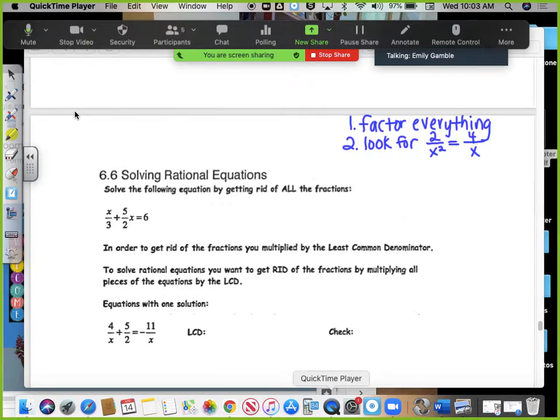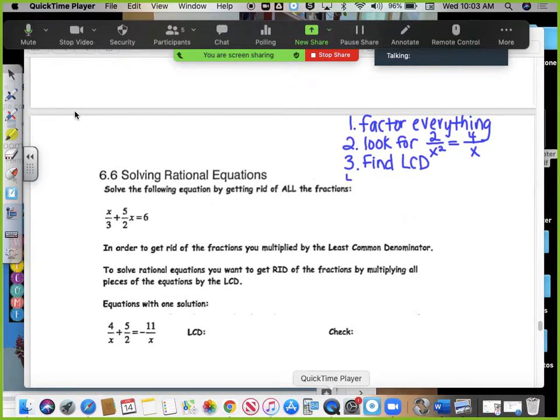Usually what you're going to have to do is skip number 2 and move to number 3, which is find the LCD. That's the least common denominator of all of the denominators in the problem. There's going to be probably like 3 or 4 denominators, so you have to look at them and figure out what the smallest common multiple is, and then that is what you will multiply every single thing by.